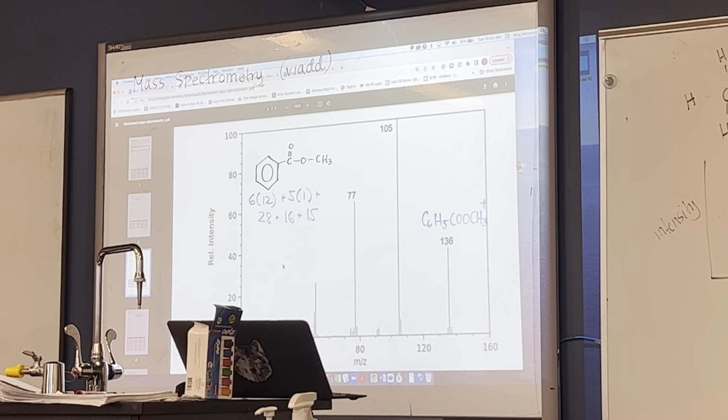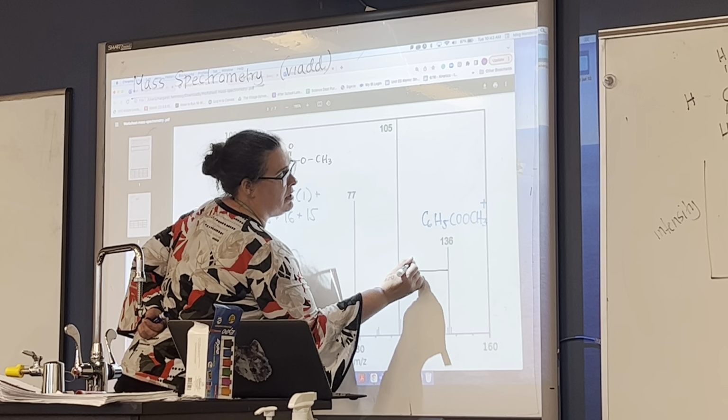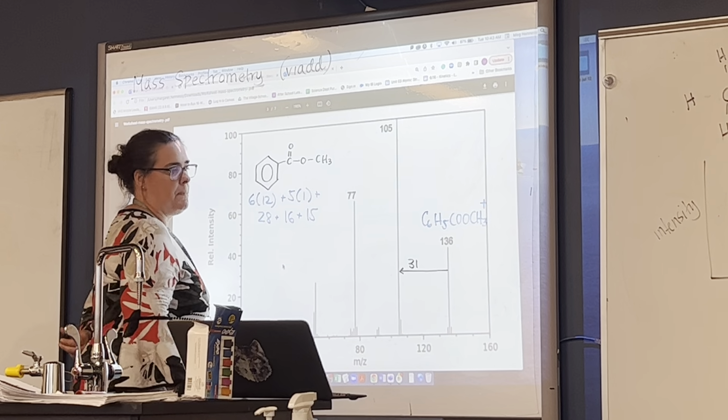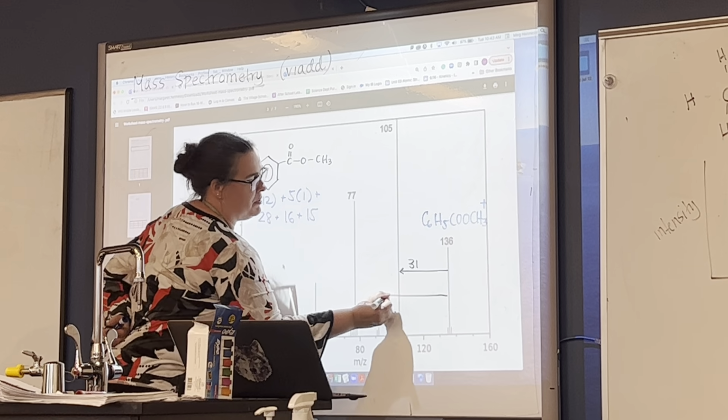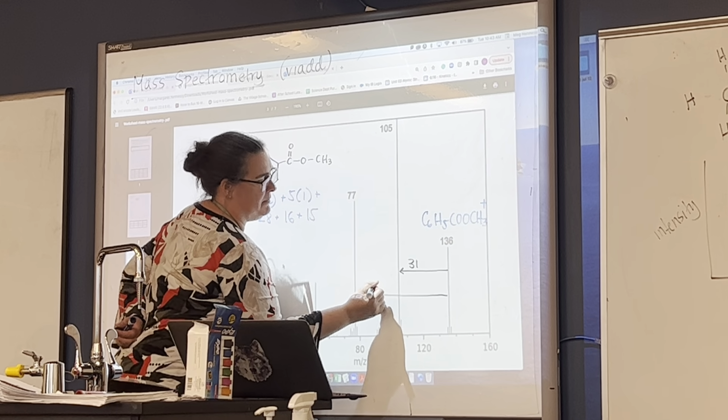So again, all I've done is try to write a structural formula. I made benzene into C6H5. I wrote the COO, that's the ester, and I've ended it with that methyl group. Put a plus sign on it because if it's visible in a mass spectrum, it has to be charged. And the first thing I find is that it is possible for this molecule to lose 31. It's also possible for this molecule to lose 28.